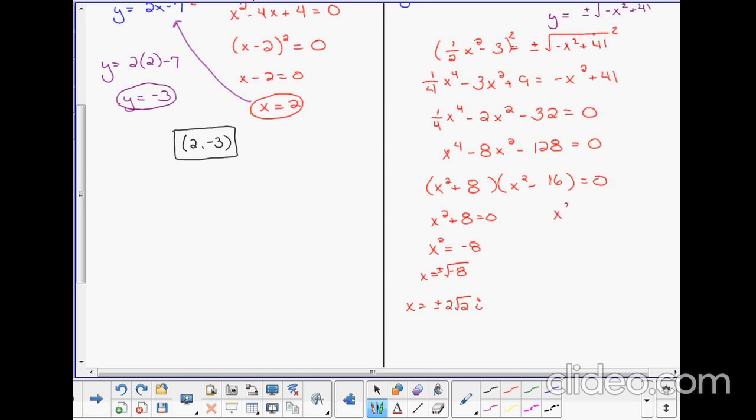So I would set x squared minus 16 equal to 0. So add 16 to both sides. Square root, x would equal plus or minus 4. Now, this is the solution for x. This is not the solution for y.